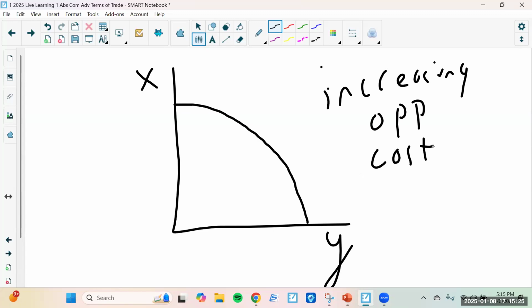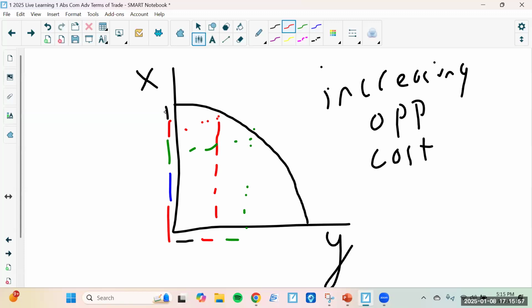And the way this works is, when you first gain a unit of Y, you don't give up much X. But as you gain the next unit of Y, you have to start giving up more of X, because this thing's bowed out. And when you get another unit of Y, you have to give up even more of X. You'll start giving up more and more as you slide down this thing. That's what we call an increasing opportunity cost.